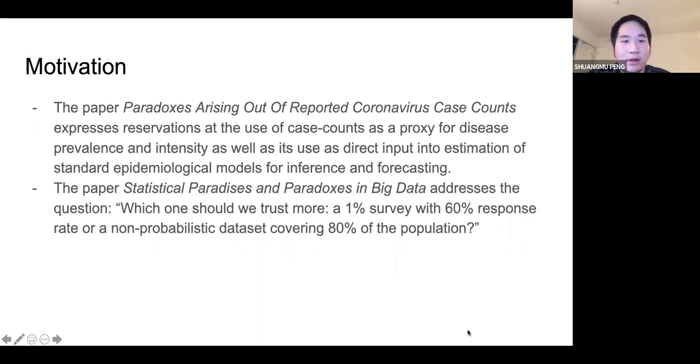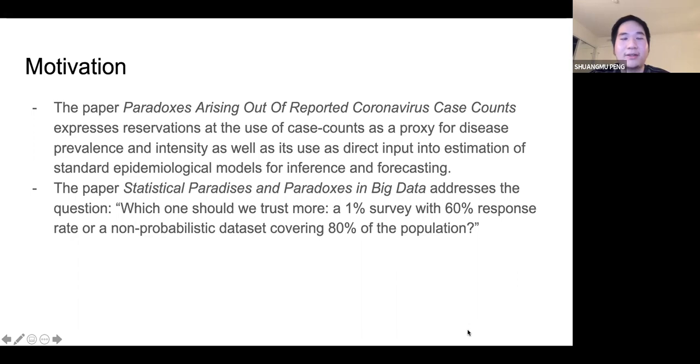And for the motivation, the paper Paradoxes arising out of reported coronavirus case counts expresses reservations at the use of these case counts as a proxy for disease prevalence and intensity, as well as its use as direct input into estimation of standard epidemiological models for inference and forecasting. The paper Statistical Paradises and Paradoxes in Big Data addresses in depth the question of the potential limitation of big data.